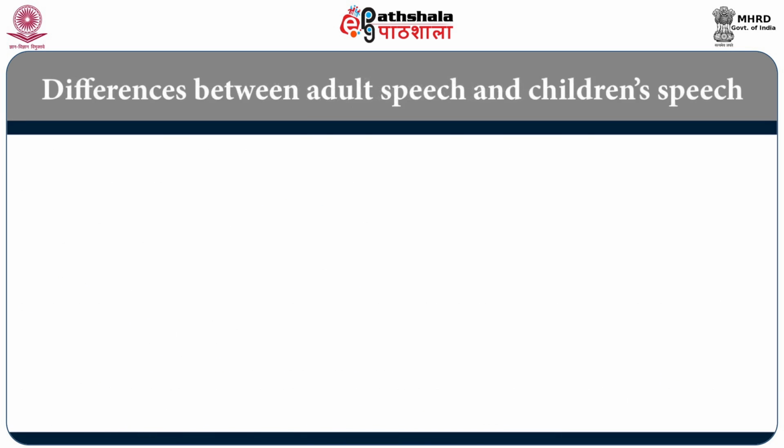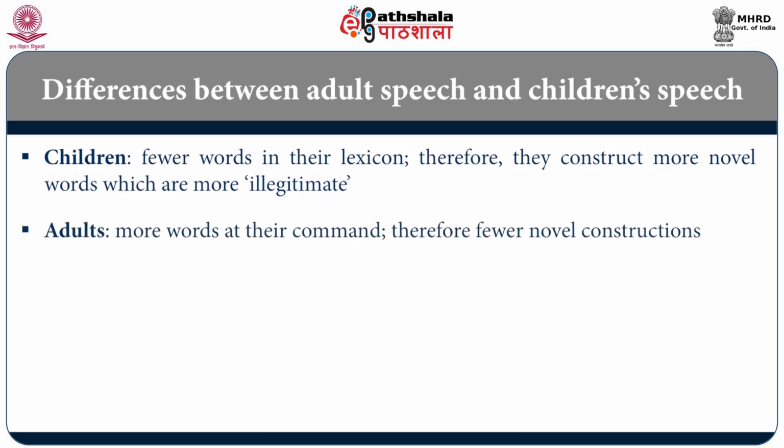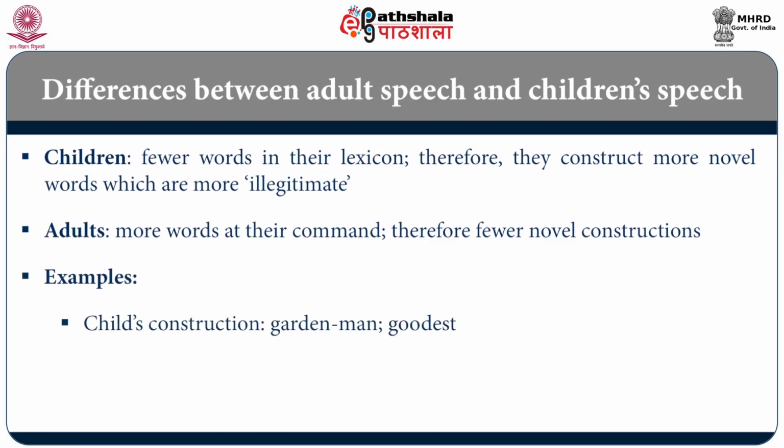The differences between adult speech and children's speech are that children have fewer words in their mental lexicon. Consequently, they create more new words, and often these words may be considered to be illegitimate, whereas adults have more words at their command, and so the number of words that they construct tends to be fewer. For example, children may construct words like garden man or goodest. Adults, on the other hand, would have the words gardener and best at their disposal.